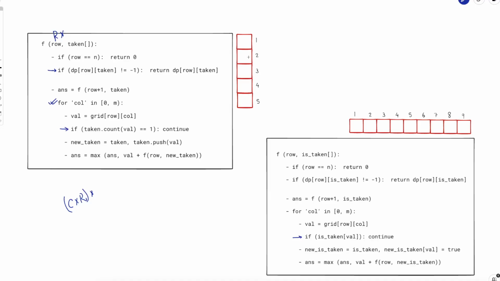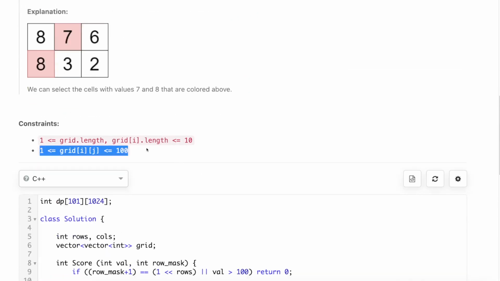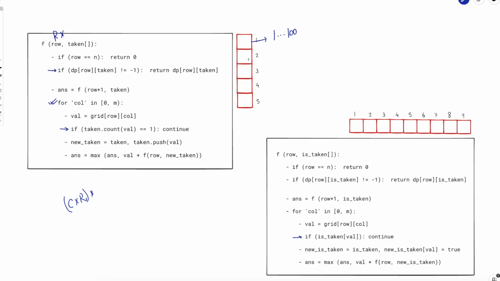So taken is an array, so you can have anything between 1 and 100 here, right? Why 100? Because the max value that you have is 100. Similarly, you can have anything between 1 and 100 here, and so on and so forth. So overall, this array of size 5 could have 100 power 5 different values in the worst case.